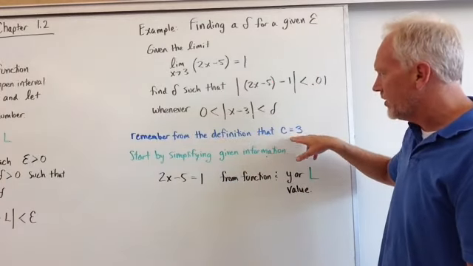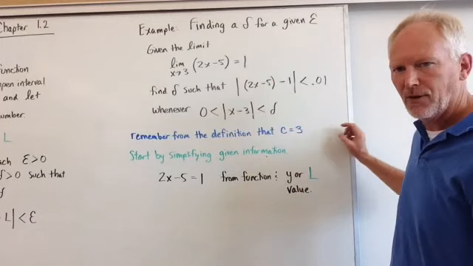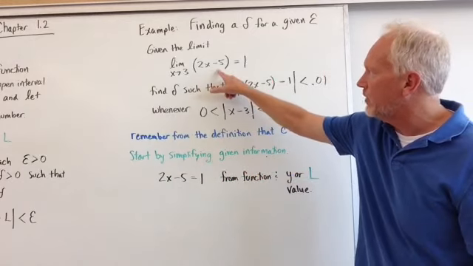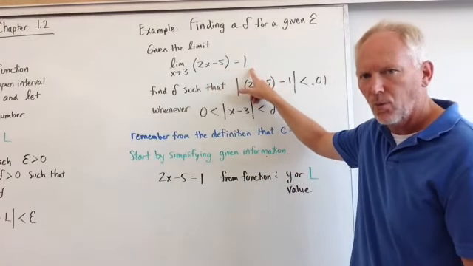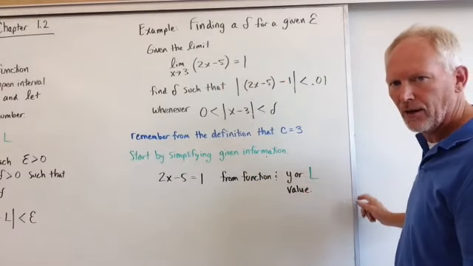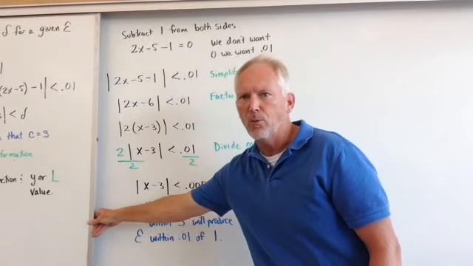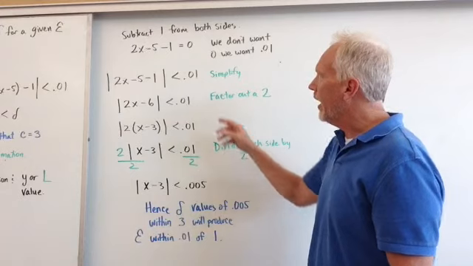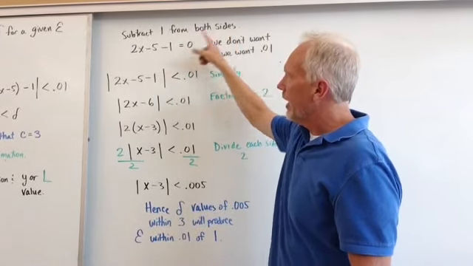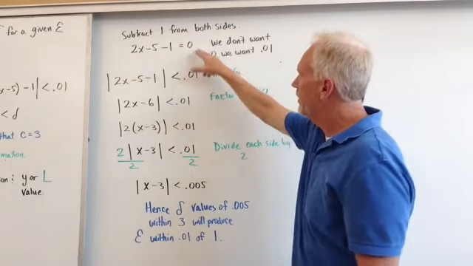What is that x value that gets us within 0.01 of that y value? Remember from the definition that c is 3, so because it's x minus 3, we start by simplifying given this information, and we get 2x minus 5 is equal to 1. We basically take this function and set it equal to what they gave us as the y value, the L value. Okay, so we're on track. We keep going, and we can subtract 1 from both sides. We get 2x minus 5 minus 1, and we get it to 0.